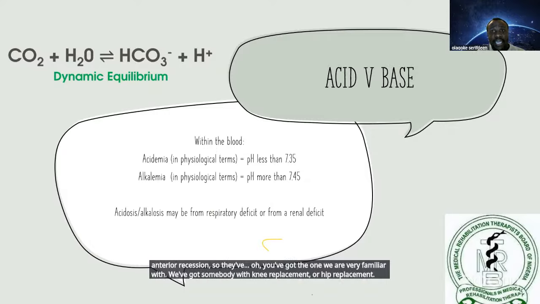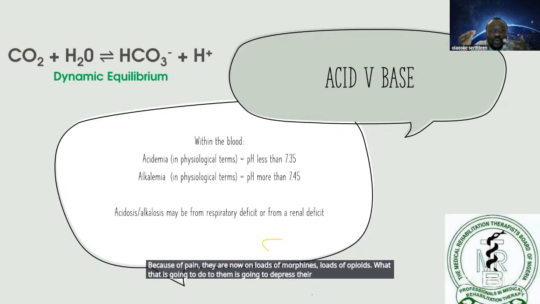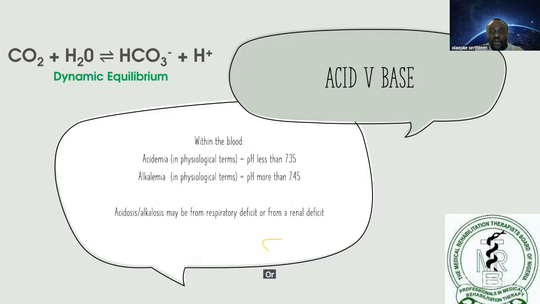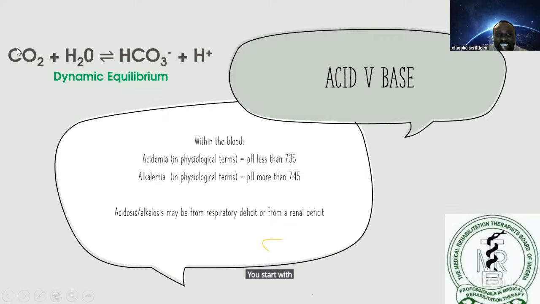Because of pain, they are now on loads of morphine, loads of opioids. What that is going to do to them is depress their breathing center. It's going to make them breathe less. Breathing less means I am struggling to throw out CO2. If I'm struggling to throw out CO2, what is going to happen? You start retaining CO2. When you retain CO2, what is going to happen to your hydrogen? There will be a lot of hydrogen being generated.